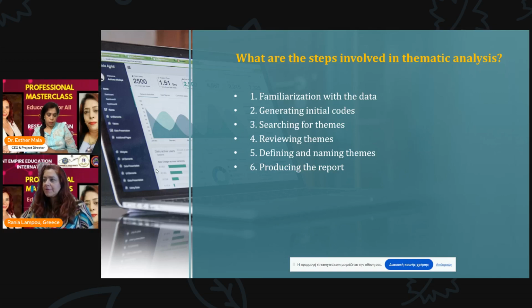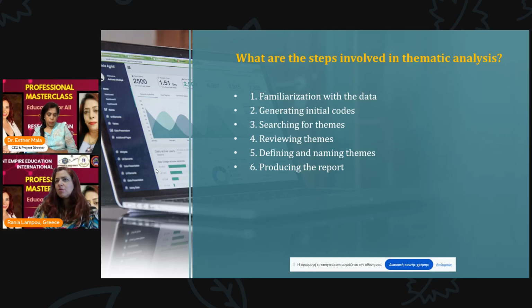Third, searching for themes. What is the goal here? Group codes into potential themes by examining how different codes combine to form overarching themes, by organizing codes under broader theme categories, or by creating a thematic map or outline.